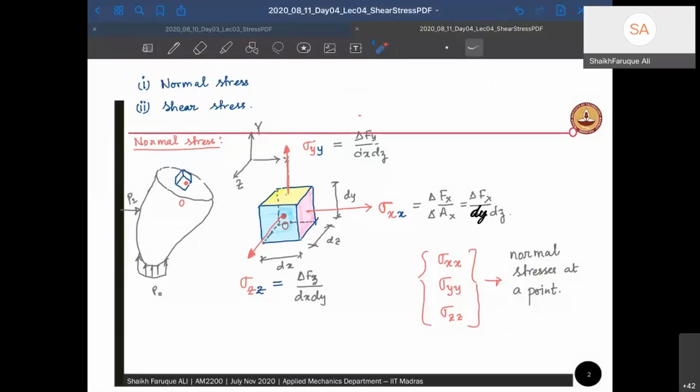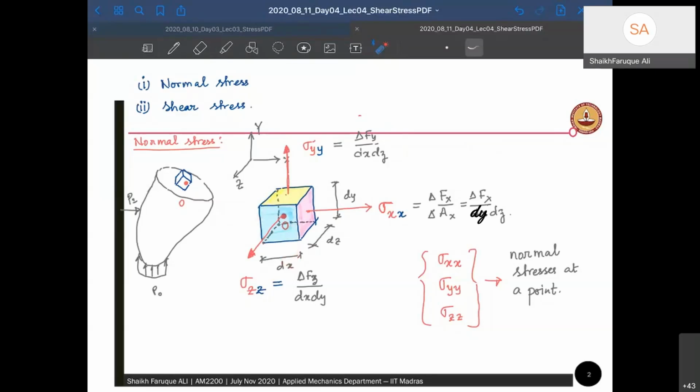Stresses: if you assume a point, and then a very small cube around that point, you get something like this, and that cube will have 6 faces, right? These 6 faces will have normal stresses at each of these faces. So there will be 6 normal stresses around that. But when you look at a single point, there are only 3 of them, because the opposite side should be equal unless there is a force acting on them.